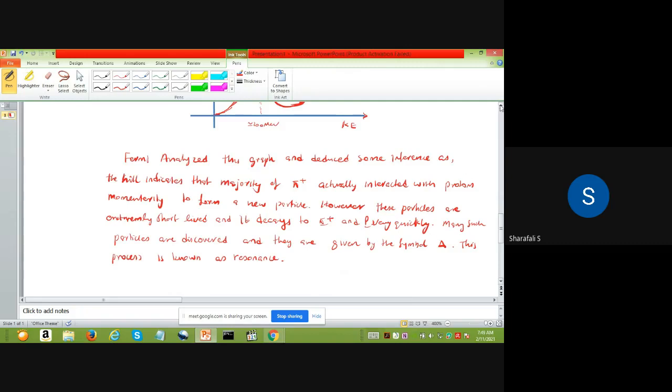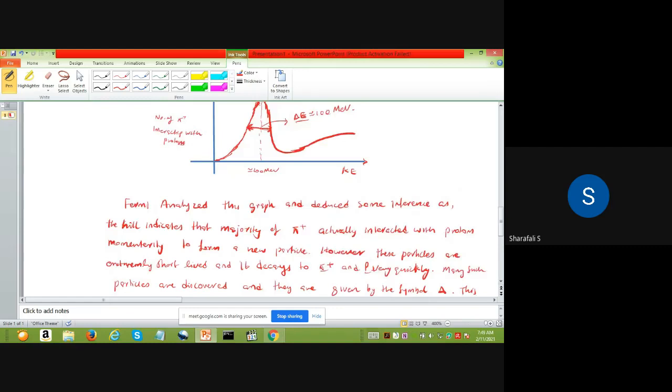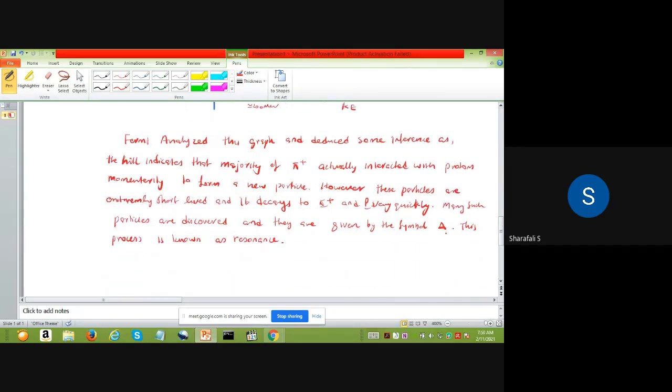Comparing this energy width delta E and the maximum number of interacting ions at around 200 mega electron volt, considering that as your maximum and taking the full width at half maximum, we get delta E equal to 100 mega electron volt. From this energy analysis, it is found that these particles are these delta particles. Many such kinds of particles are discovered.